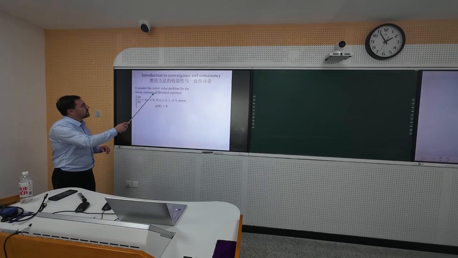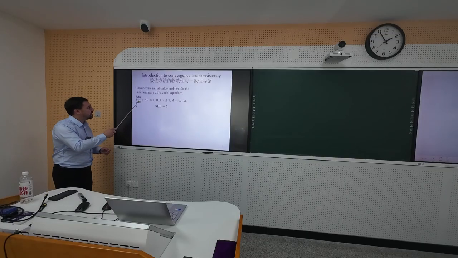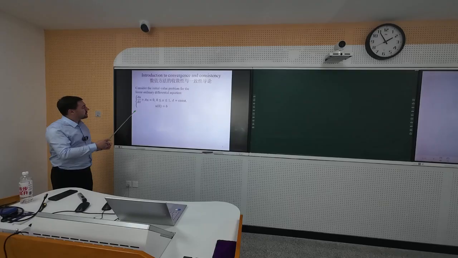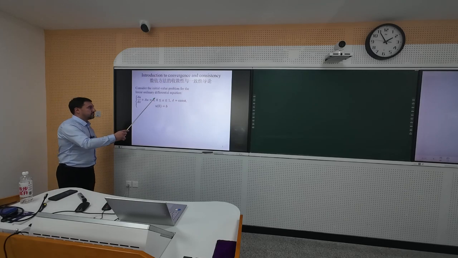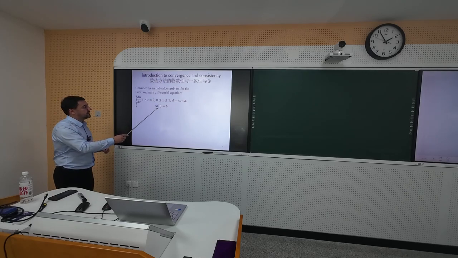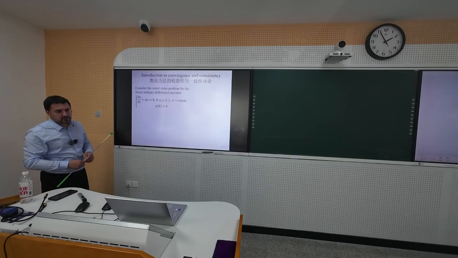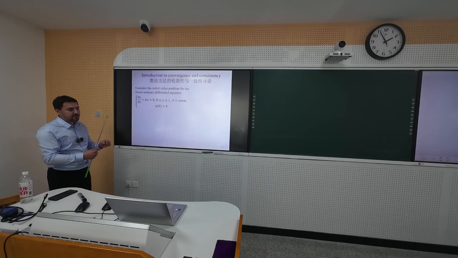So consider the initial value, or Cauchy, problem for the linear ordinary differential equation du over dx plus a u equals 0. Here u is a function, a is some constant. We want to solve this, and we know that u of 0 equals b. This is the initial condition. We want to solve this equation in the domain, the segment from 0 to 1.